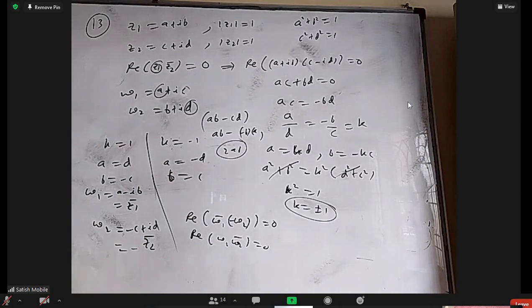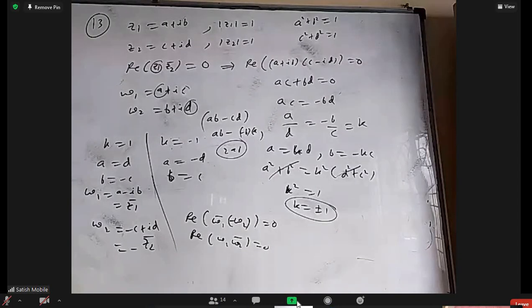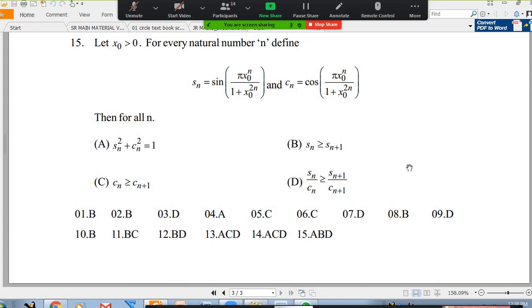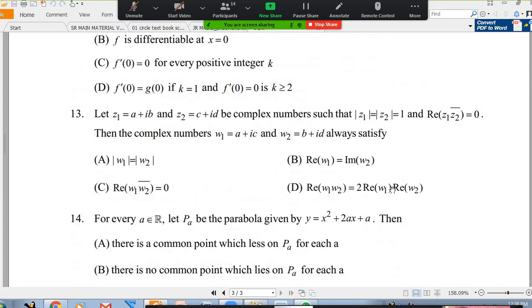So all are correct, except option B, which is only sometimes correct. So 13 is ACD. So yes, B is not correct. And let us see if we can explain this graphically.